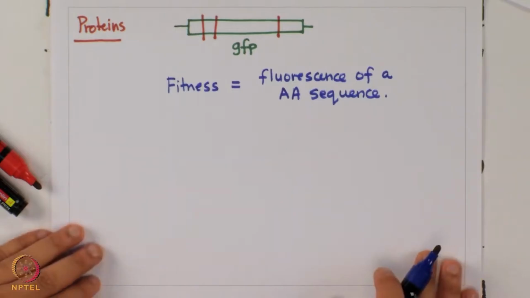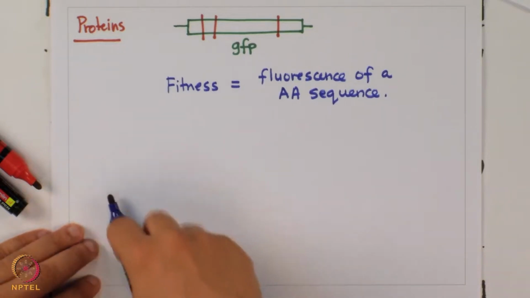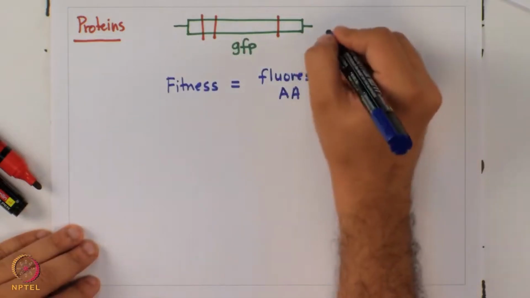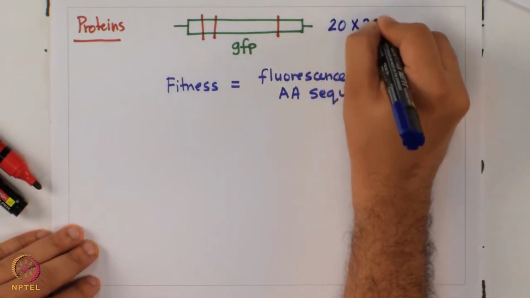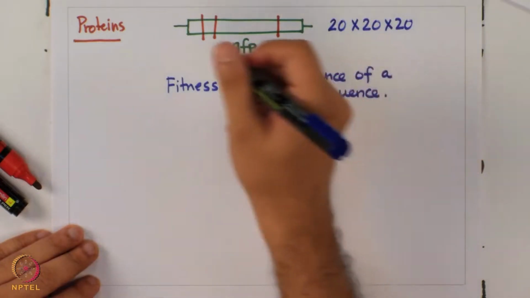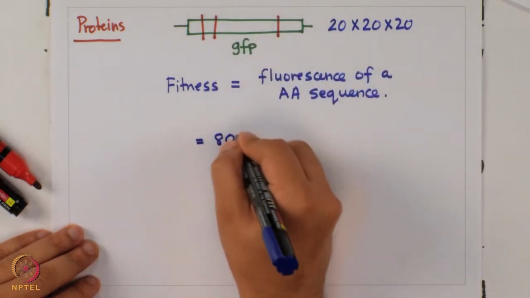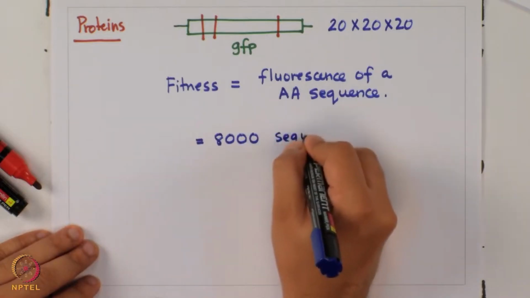So, if I want to study these 3 residues and find out the corresponding fitness landscape, then I am going to have to generate a number of variants, and that number of variants is going to be now 20 into 20 into 20, because I have a choice of 20 amino acids for each of the residues, and that comes out to exactly 8,000 sequences.